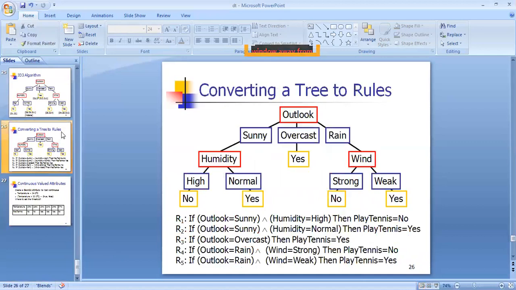Next, converting. Seeing this, now you can define the decision rules. If the outlook is sunny and humidity is high, then play is equal to no. If outlook is sunny and humidity is normal, then play is yes. If outlook is overcast, then play is yes. If outlook is rain and wind is strong, play is no. If outlook is rain and wind is weak, play is yes. So this is converting the decision tree to rules.